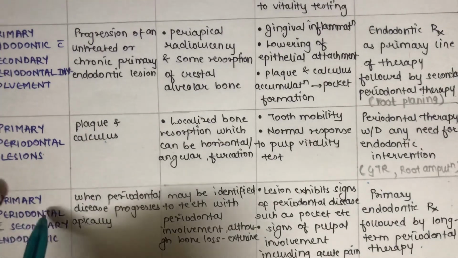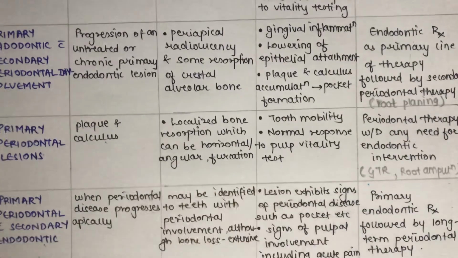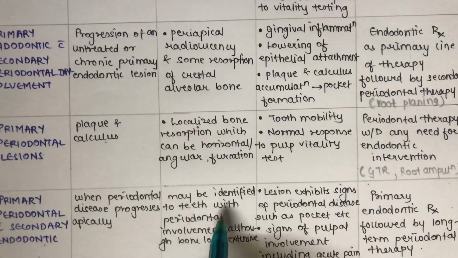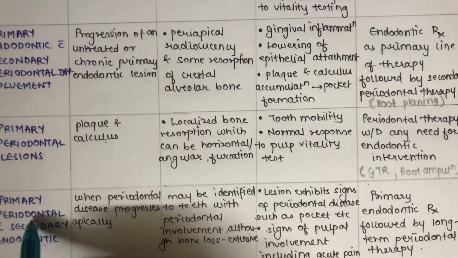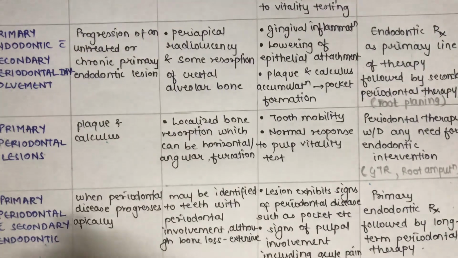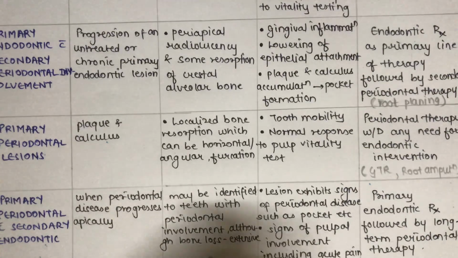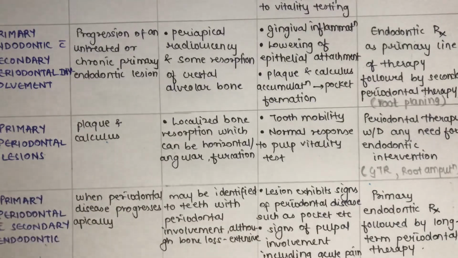The next is the primary perio with secondary endodontic involvement. The etiological factor is when the periodontal disease progresses apically. The radiographic feature: it may be identified in teeth with periodontal involvement, although the bone loss is extensive. As the periodontal lesion is leading to the endodontic lesion, that means your periodontal lesion would be some severe type. So the bone loss is extensive, and you will see involvement of the endodontic lesion. The lesion exhibits signs of periodontal disease, such as pockets, etc., and there can be signs of pulpal involvement, which include acute pain.